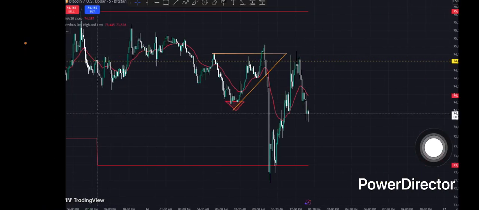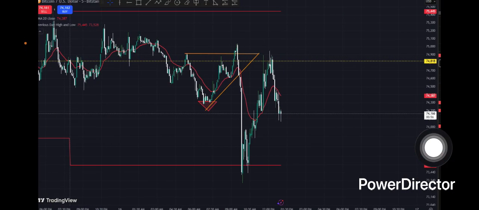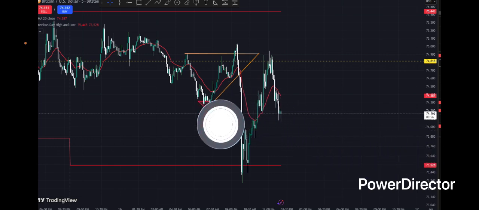And here is Bitcoin. Again, I'm trying to show you something.